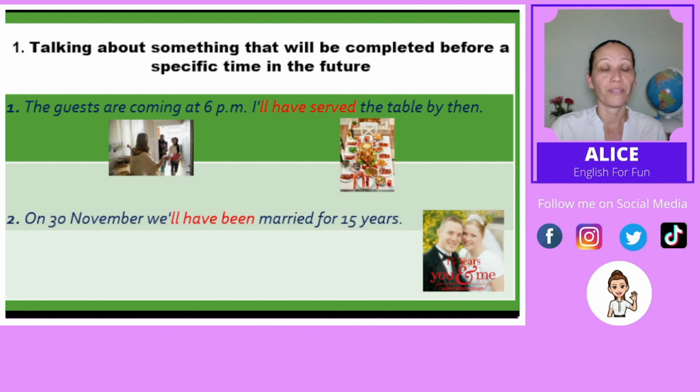Example number 2. On 30th November, we'll have been married for 15 years. It means that on that day, on 30th of November, it will be our 15th wedding anniversary. So we have been living together, we have been married for 15 years.